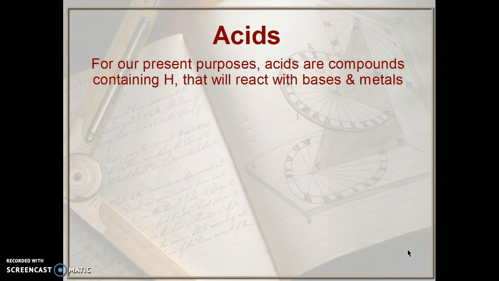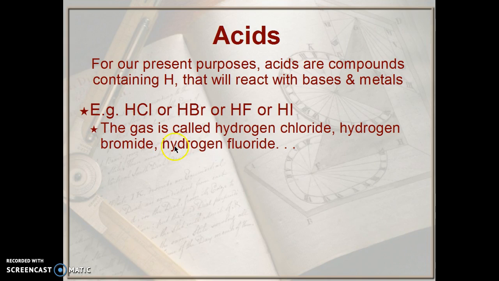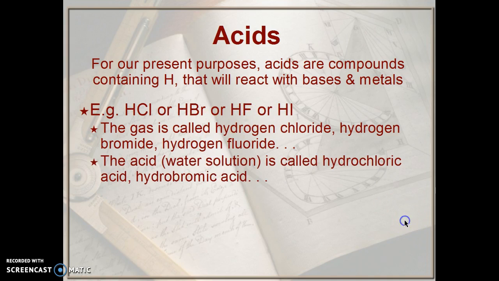And let's now talk about acids. Acids are compounds containing the hydrogen ion. These react with bases and with active metals. For instance, HCl, HBr, HF, or HI are binary acids. And the gas, outside of water, is called hydrogen chloride, hydrogen bromide, hydrogen fluoride, hydrogen iodide. But in water solution, they form acids, and they're called hydrochloric acid, hydrobromic acid, hydrofluoric acid, hydroiodic acid.